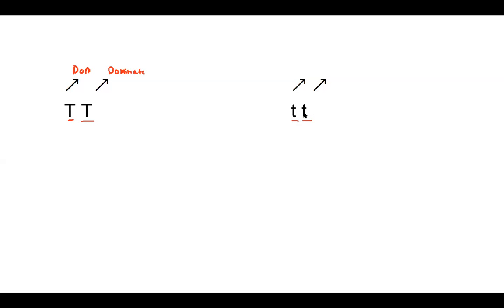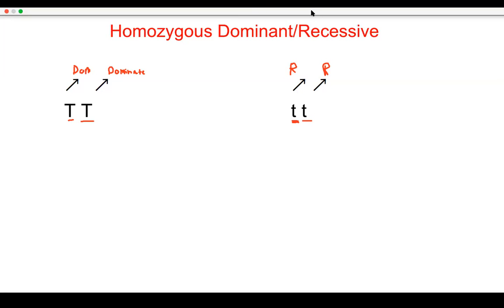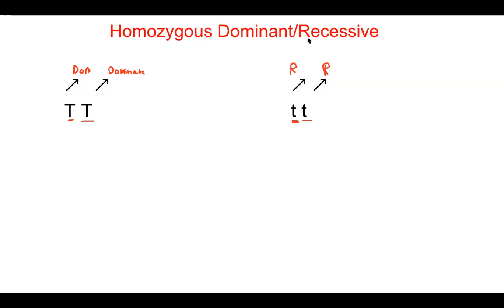Now, this organism over here has two of the same letters, just like over here, there were two of the same letters, two uppercase T's. This one, instead of two uppercase T's, has two lowercase t's, which we know codes for being recessive, and we always write recessive in lowercase. This organism has two of the same allele. So if an organism has two of the same alleles, the same type of allele, we call them homozygous, dominant or recessive, depending on the letters.